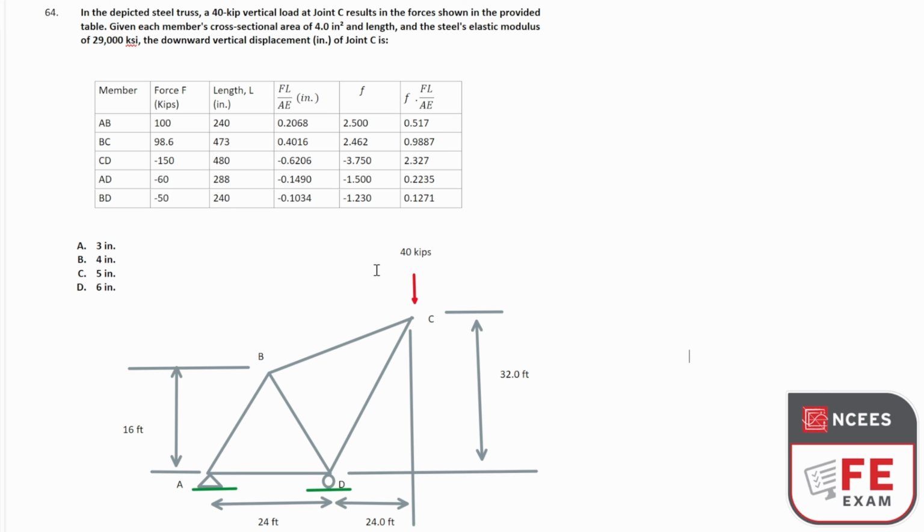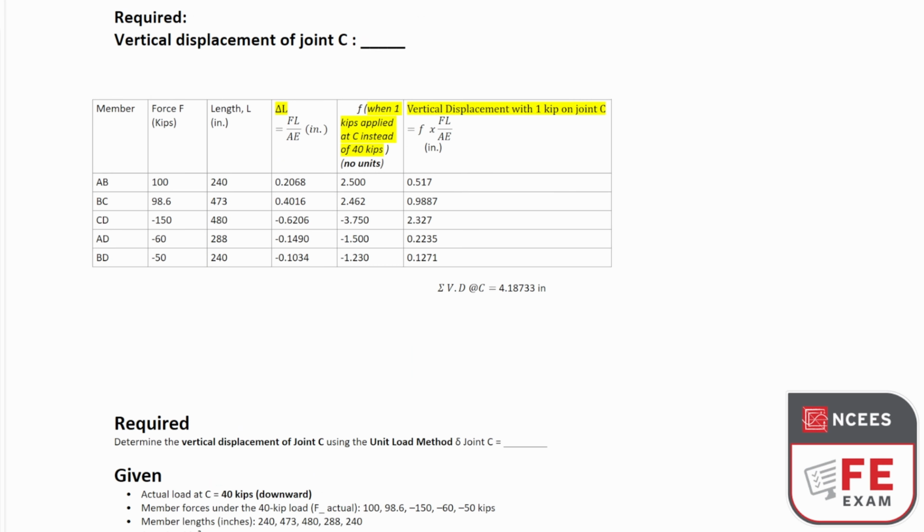Right? So let's start by understanding each term of the table. Force, you already know, is the total force which could be a tension force or a compressive force that is provided in all of the members. Okay, so you don't have to find any forces. Length of each of the members is also given. Great. And then we have FL by A. Okay, your FL by A is nothing but the change in length of each of the members.